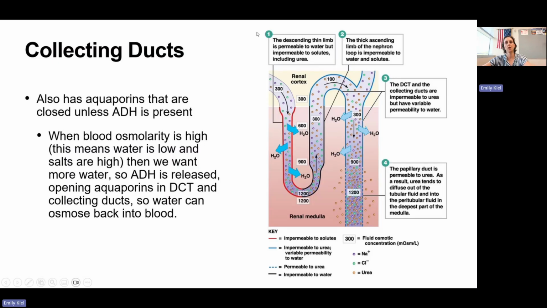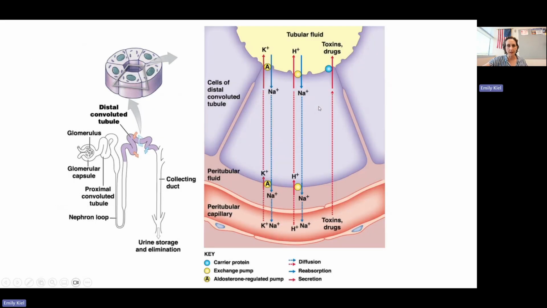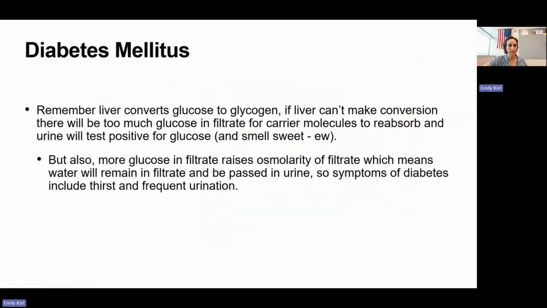So the descending limb, permeable to water, impermeable to solutes. Ascending thick limb, impermeable to water, but permeable to solutes. You can get some solutes out of here. And we saw that. Let me go back so you can see it here.